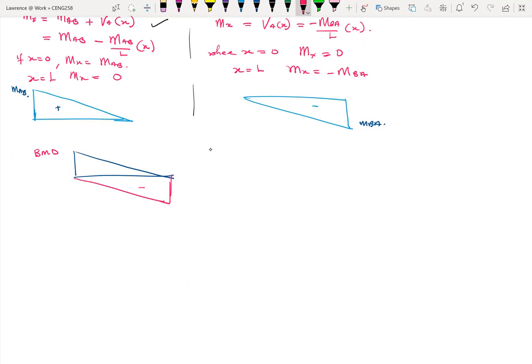So this one is negative, this one is positive. So this is your MAB, and this is your MB. All right. So now I have my bending moment diagram drawn. The next thing, because I still want to find theta A. All right. And we want to use the conjugate beam approach to find theta A.